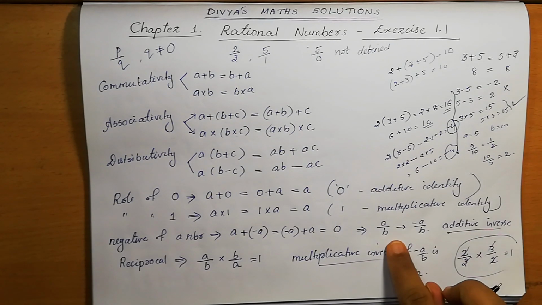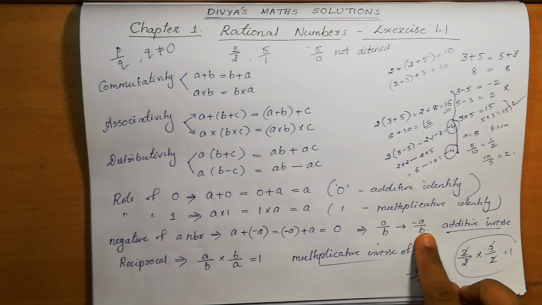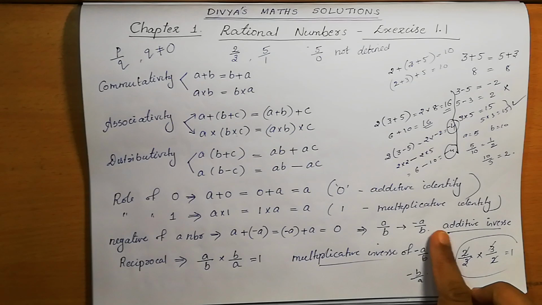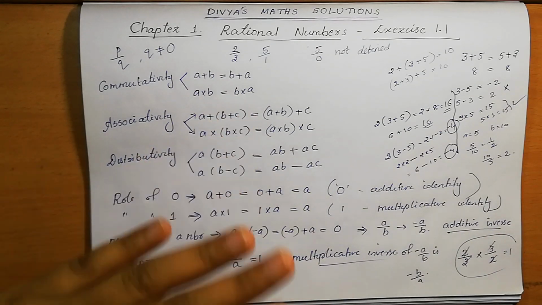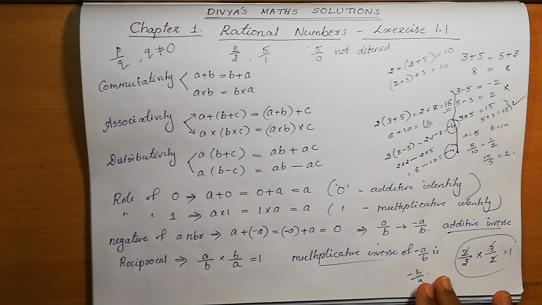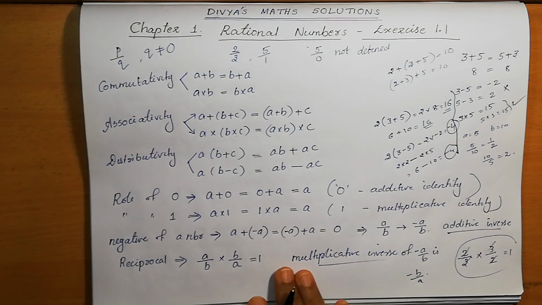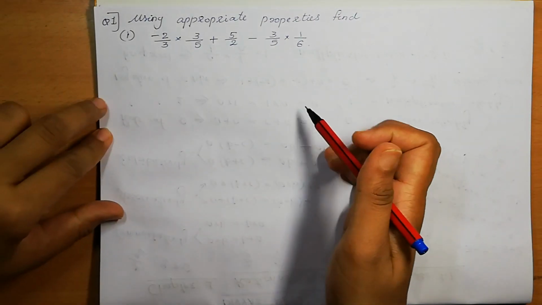Additive inverse of A by B is minus A by B. There is no reciprocal, only the inverse of the sign. Additive means sign will change. Multiplicative inverse means the order will change. The just reverse of that number we need to write. This much of properties we need to keep in mind. So we can do the first question. Question number 1.